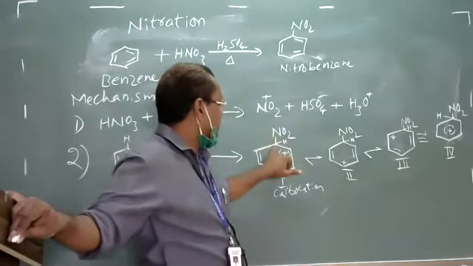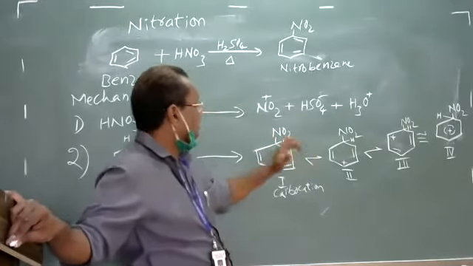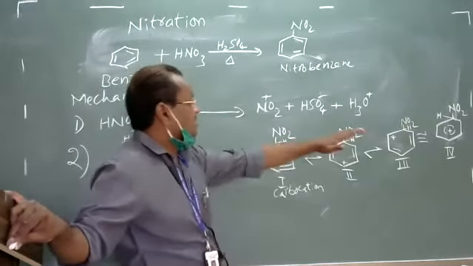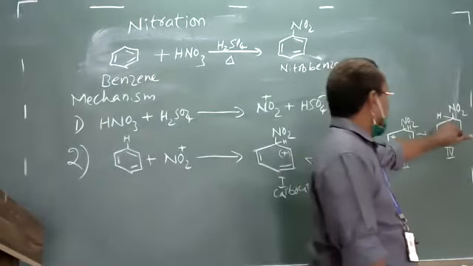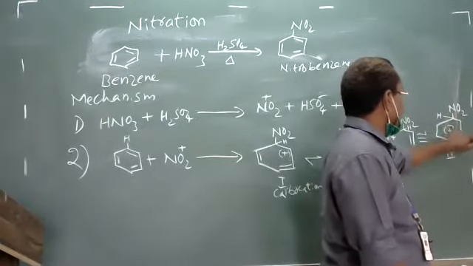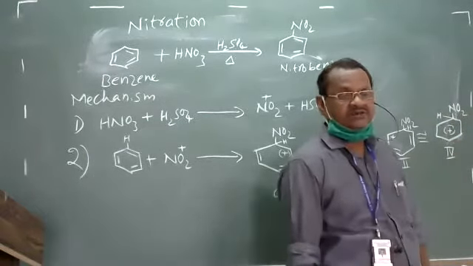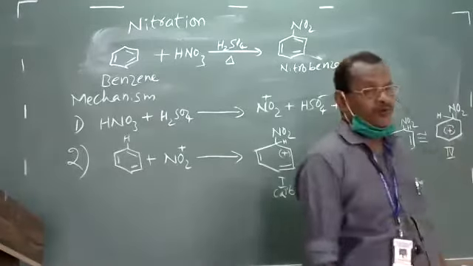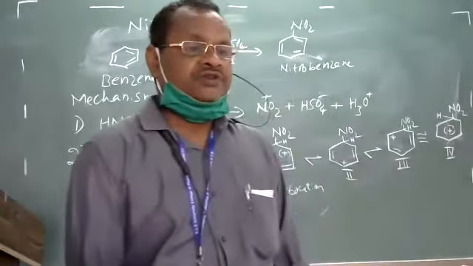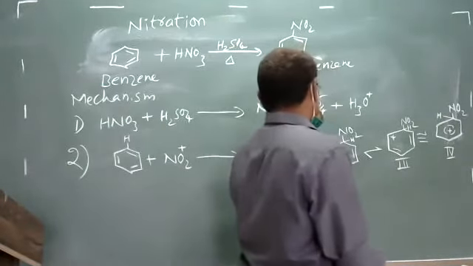When this nitro group is added to this carbon, it's already having one hydrogen with it, but in the later stages this hydrogen is removed. This is a resonance hybrid, which indicates the carbon is attached with hydrogen as well as the nitro group, and the positive charge is distributed throughout the molecule, which leads to resonance stabilization. And this particular structure number 4 is called an arenium ion or a benzenonium ion.